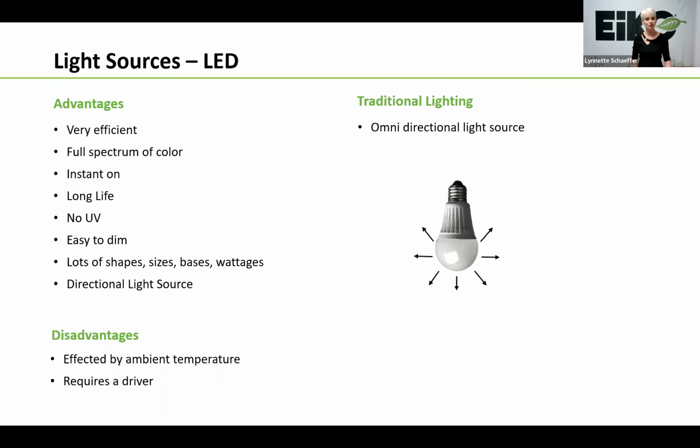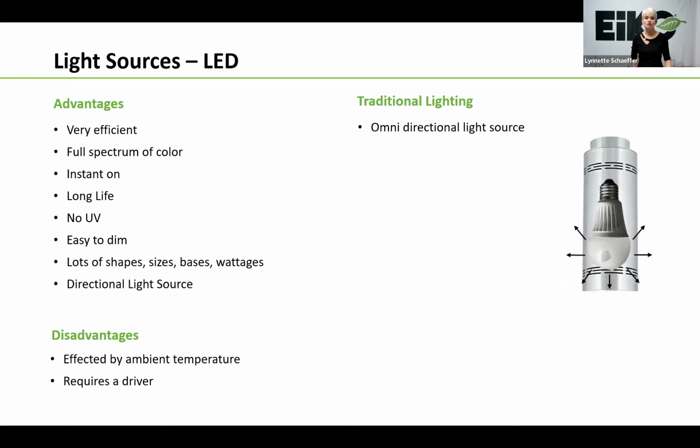So when you put a traditional light source in a fixture, you can lose a lot of light because a lot of that light is being either lost up or on the sides of the fixture and not getting down onto the work surface. As a matter of fact, you can have up to 40% lumen loss. Now, we'll get back into LEDs being a directional light source in just a second.